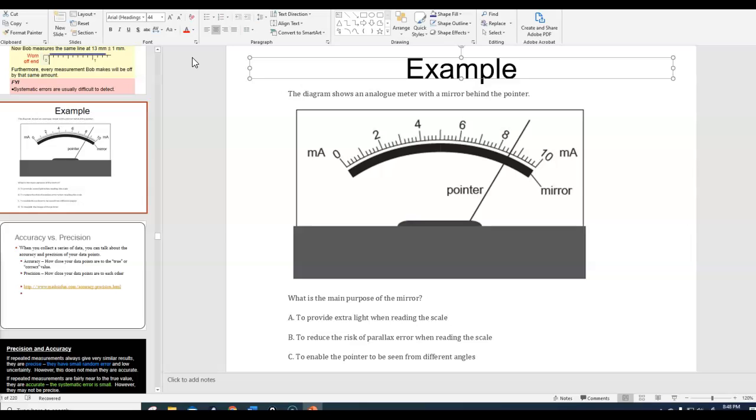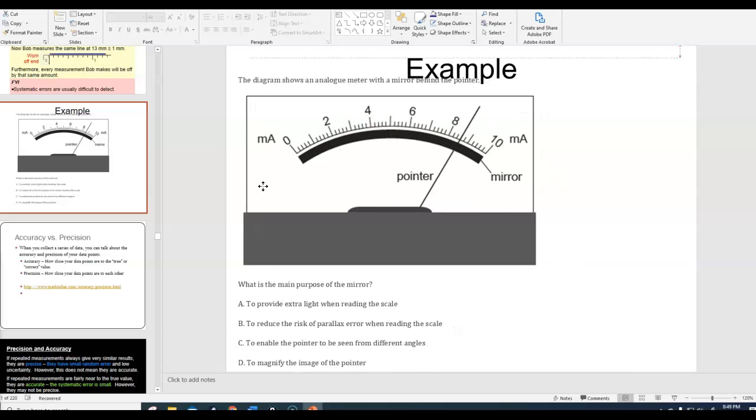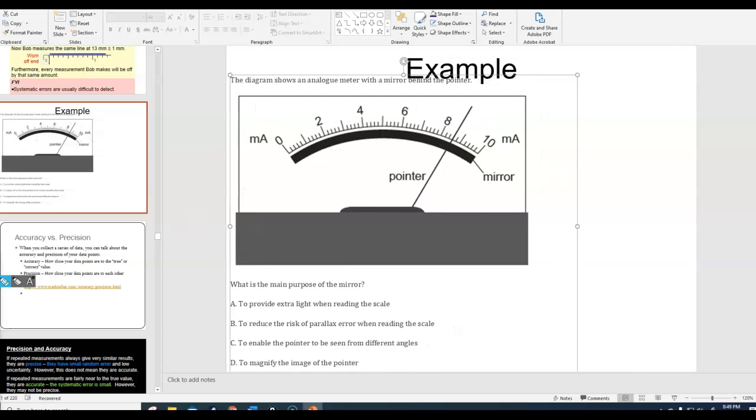Okay, so the answer choices say to provide extra light when reading the scale, to reduce the risk of parallax error when reading the scale, to enable the pointer to be seen from different angles, or to magnify the image of the pointer. Okay, so see if you can figure out the answer to this question. Okay, so the answer to this question is B, to reduce the risk of parallax error when reading the scale.